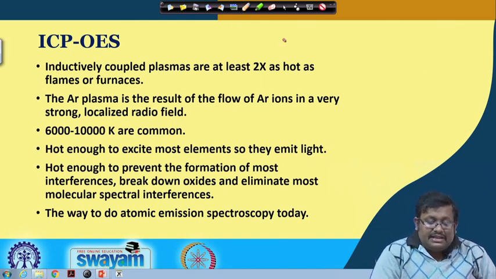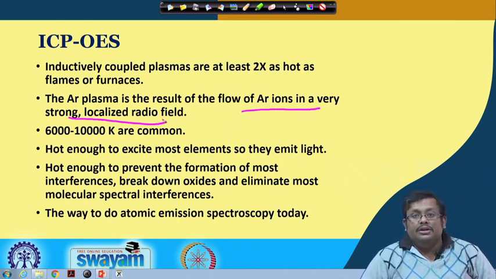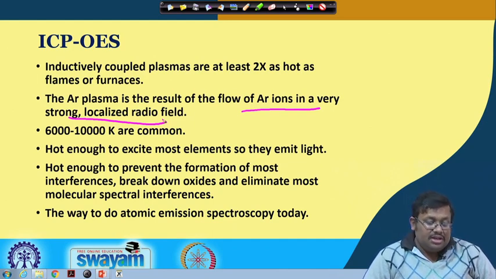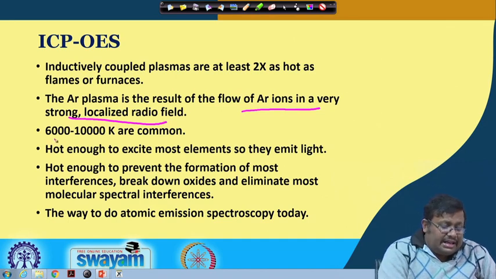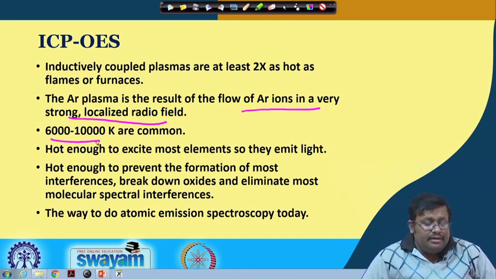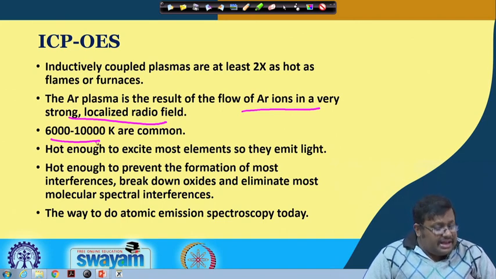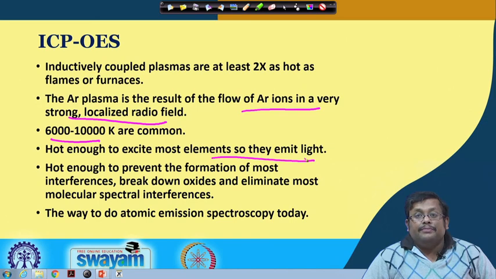The argon plasma is the result of the flow of argon ions in a very strong localized radio field, which we create around the torch, the ICP torch. Obviously, we get a temperature of 6000 to 10,000 Kelvin, which is very common, and it is hot enough to excite most elements so they can emit light.